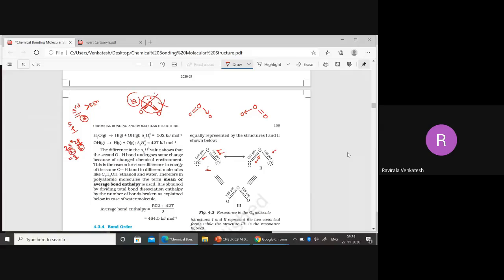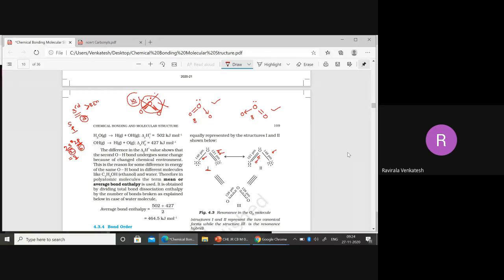Now here you can take this structure. Why? Because here what happened? 3 bonds are there. 3 into 2, 6, plus 1 lone pair, 8 electrons are there. And here also what happened? 3 bonds are there. 3 into 2, 6 electrons and 1 lone pair, 8 electrons. Now these 2 structures will be okay for what? Oxygen. Because oxygen maximum it can accommodate 8 electrons.